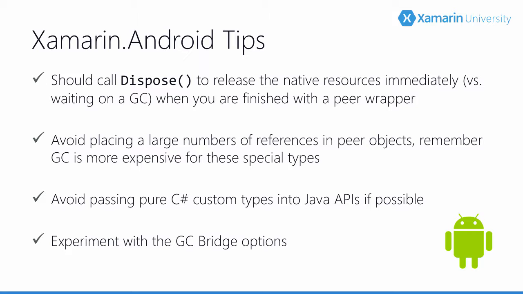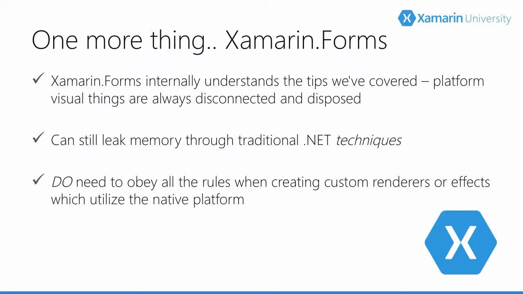As you saw, you should avoid placing large numbers of references on peer objects because it affects the relationship walk that we have to do. Again, remember, you only have to worry about that if it's a large object graph that potentially affects performance. Small numbers of objects on your peer objects are fine. There's no need to separate them if it's just a handful of things. Beware of Java interop scenarios where you're using Java objects like array adapter, but passing in a bunch of C# objects that have to be boxed into Java objects to be used. And then finally, you can look at the GC bridge options to see if it has any impact upon your application.